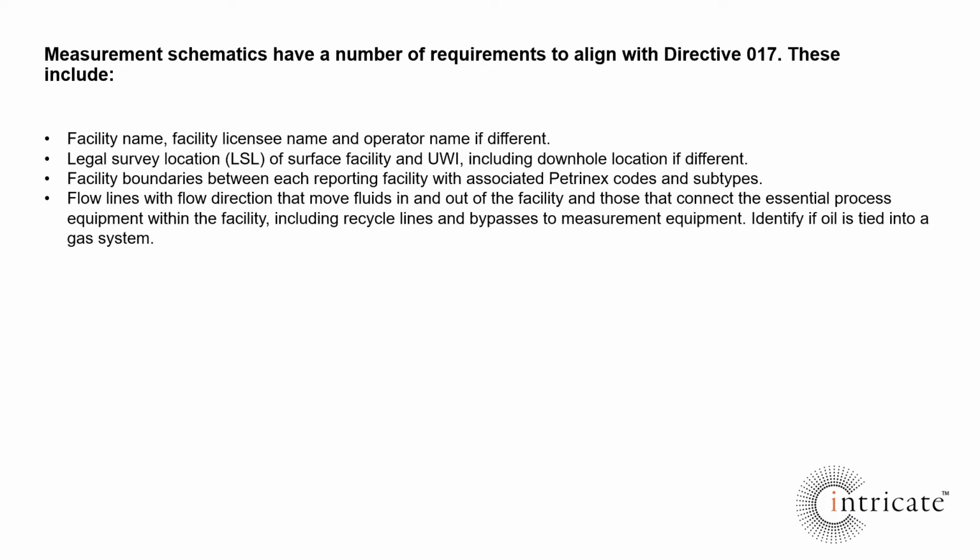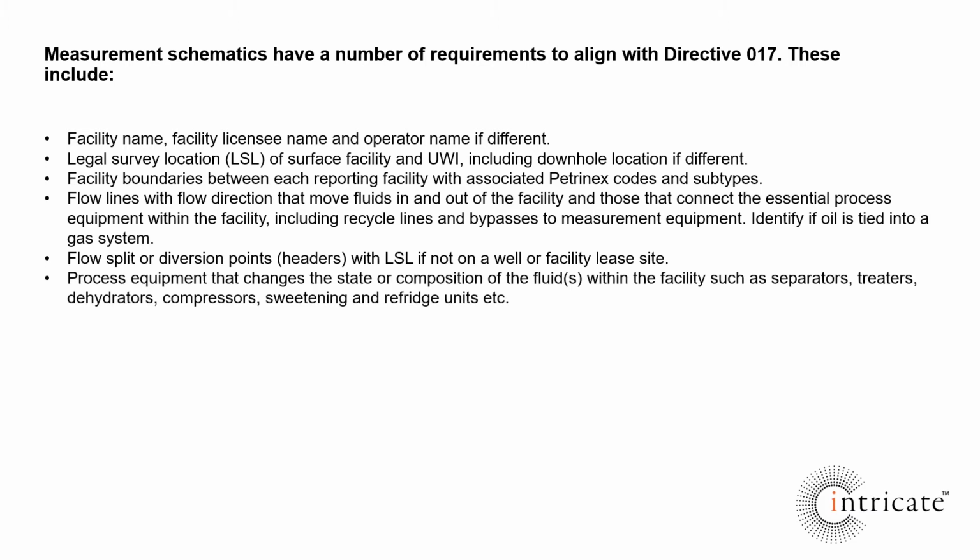Identify if oil is tied into a gas system. Flow split or diversion points with LSL if not on a well or facility lease site. Process equipment that changes the state or composition of the fluids within the facility, such as separators, treaters, dehydrators, compressors, sweetening and refrigerant units, etc.